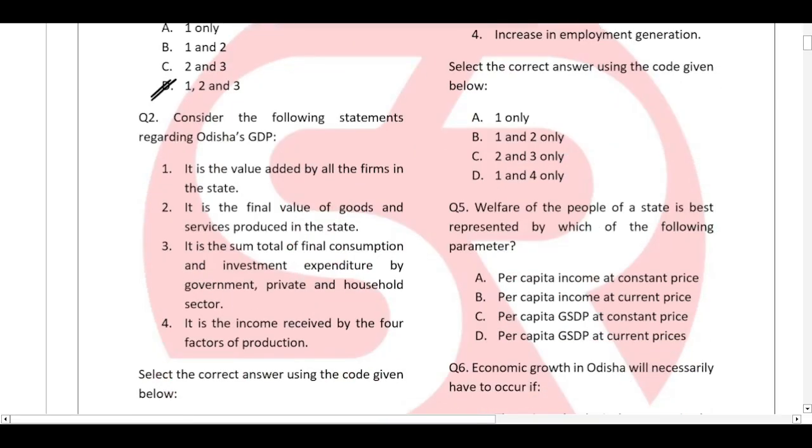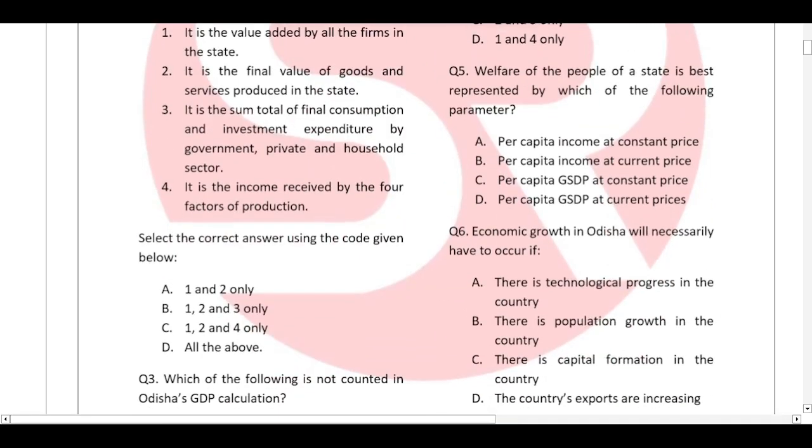Now let us move to question number 2. Consider the following statements regarding the Odisha's GDP. Again, this is also regarding the GDP concept. One, it is the value added by all the firms in the state. Two, it is the final value of goods and services produced in the state. Three, it is the sum total of final consumption and investment expenditure by the government, private and household sector. Four, it is the income received by the four factors of production. Select the correct answers using the code given below and we have different options.